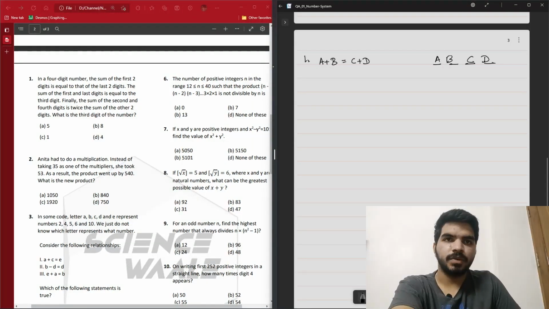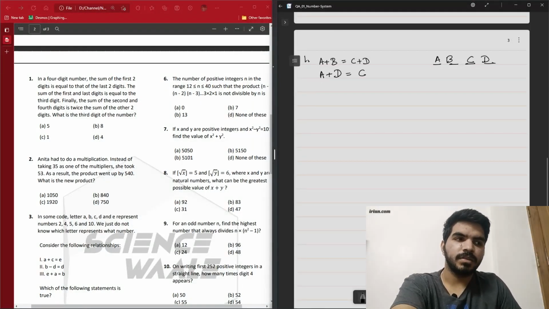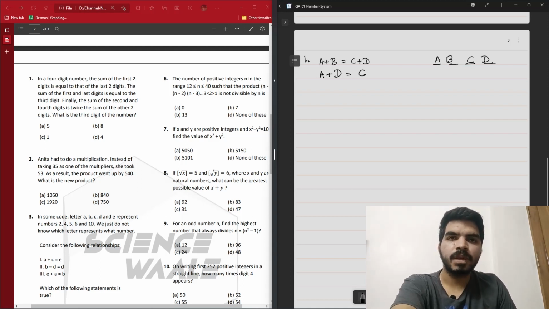Condition 1. Second condition, the sum of the first and the last is equal to the third digit: A plus D is equal to C. This also can be concluded. Now, first of all, let's eliminate some things. In the first equation, we can take A minus D is equal to C minus B.